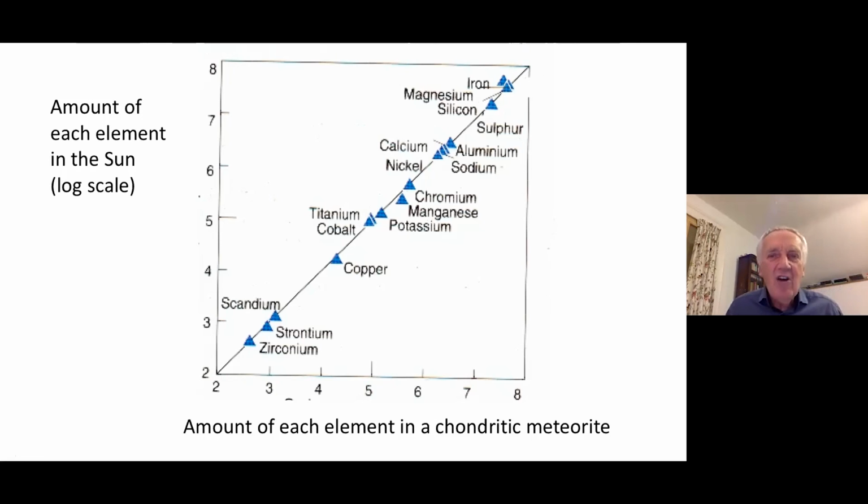And this confirms what we might have expected if everything started from a disk going around the newly formed sun. It all started with material of this composition. This is the primordial composition from which the whole solar system was made, and hence from which the Earth is made. And you might ask how we know the chemistry of the sun.